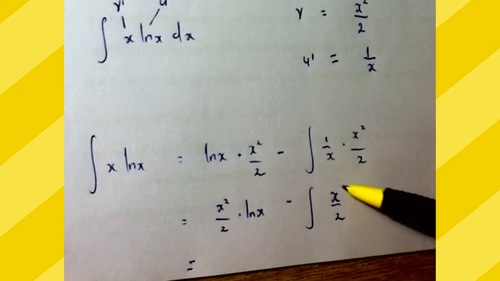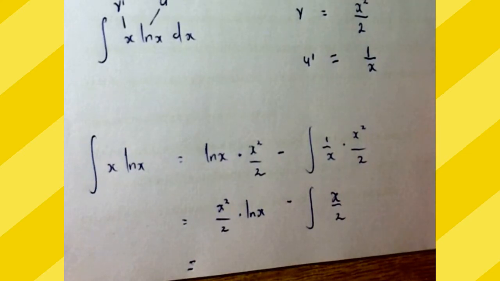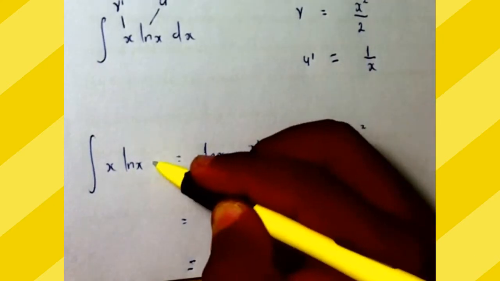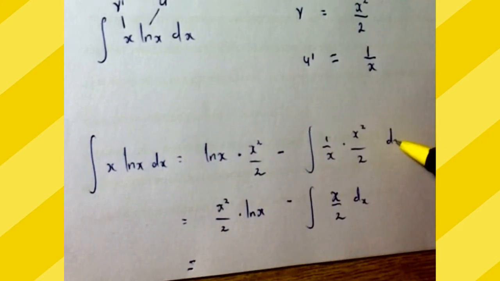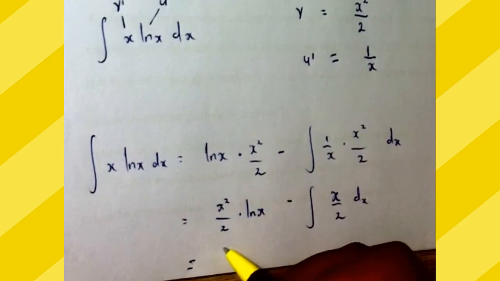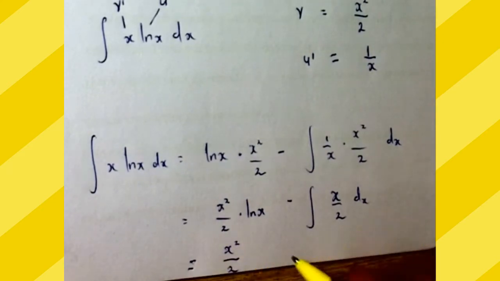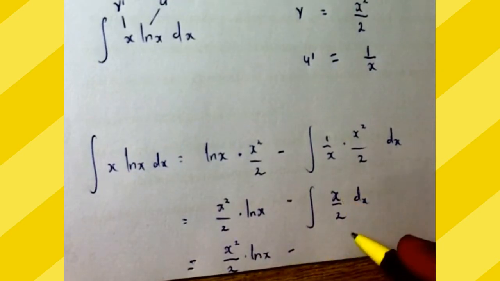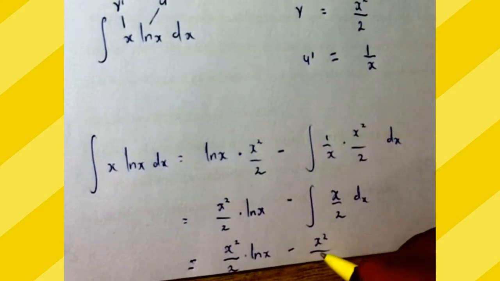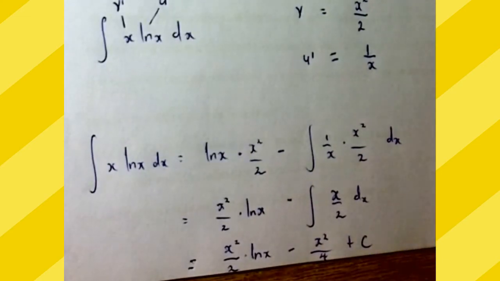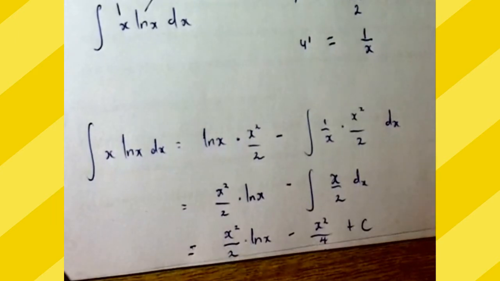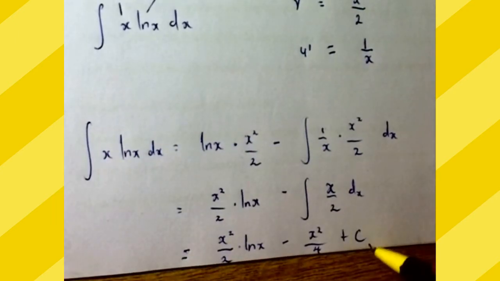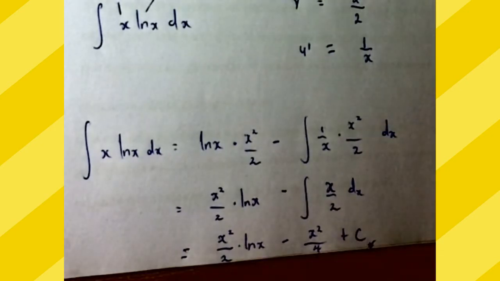My answer is going to be found when I finish integrating x divided by 2, with dx. So I'm going to have x squared divided by 2 multiplied by ln x minus, if I integrate this one, x squared divided by 4 plus a constant, and this is my answer. We have just finished.